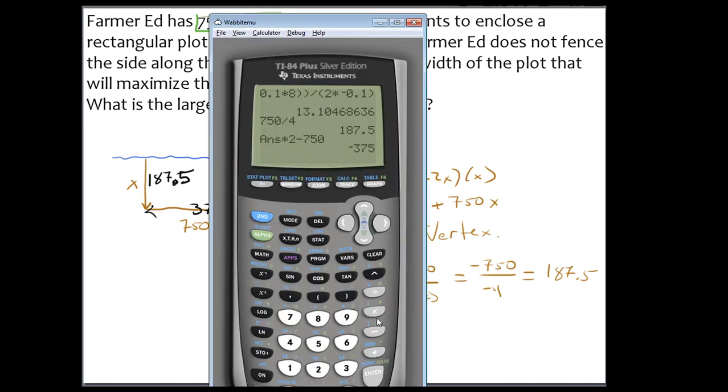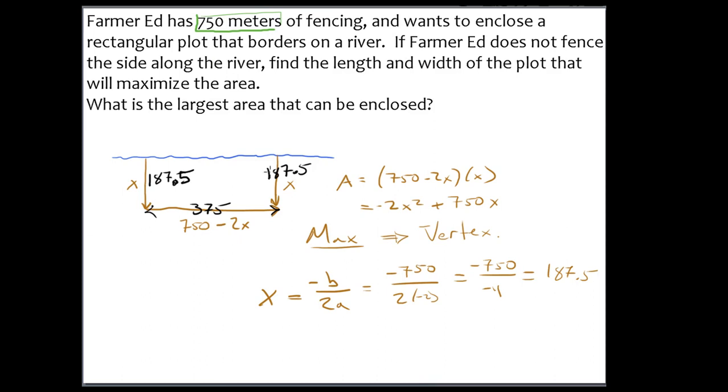Great, and we're going to take that and multiply it by 187.5. I'm playing a little loose with the signs, but I know that this should be positive because I should have subtracted this differently. 70,312.5 square feet. That's the maximum area that can be enclosed.